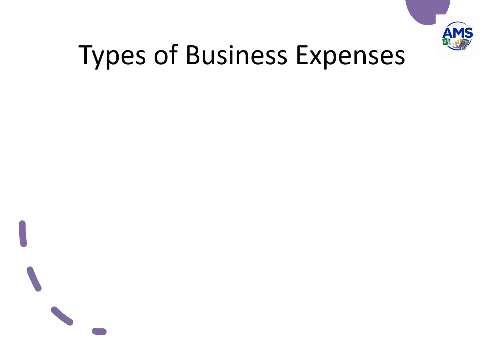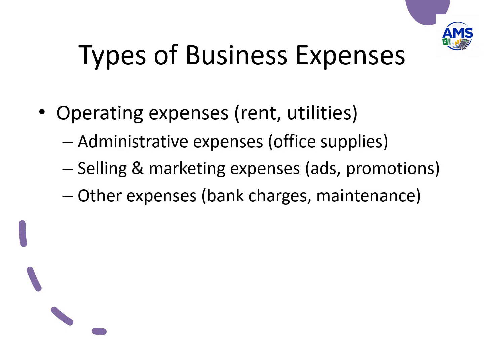So let's look at the types of business expenses. We have operating expenses. Examples are rent, utilities. We have administrative expenses. Example is office supplies. We have selling and marketing expenses. Example is promotions. We have other expenses. Examples are bank charges, maintenance, and so on and so forth.